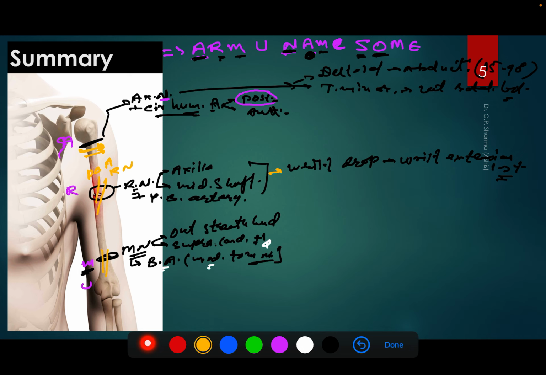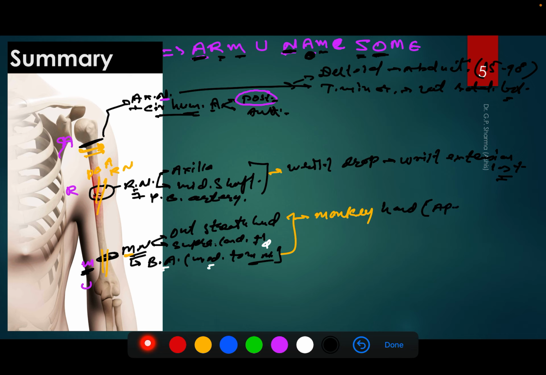After this, if my median nerve is injured, what is the problem it produces? If the median nerve is injured, it produces the M for M. Look at here, M for monkey. So it produces the monkey hand.